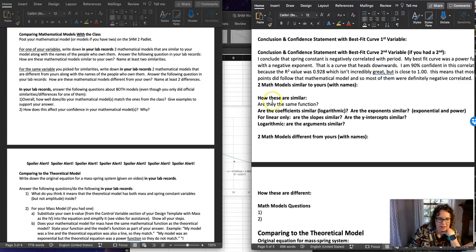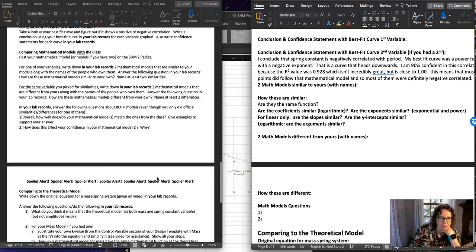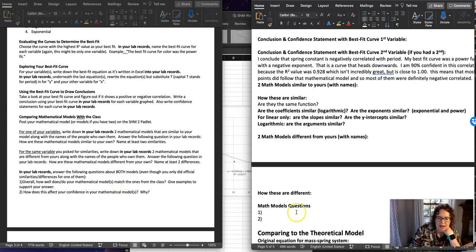Fantastic. So math model questions are pretty easy to understand. Like overall, how well does your math model match the ones from the class? Give examples again to support your answers. The examples are huge. Yes, I make you repeat things. That's for learning. It's a learning trick. When I make you type the same thing more than once, that's a big hint that it's really important, and there's a reason why I'm making you repeat yourself. So go ahead and repeat yourself here.